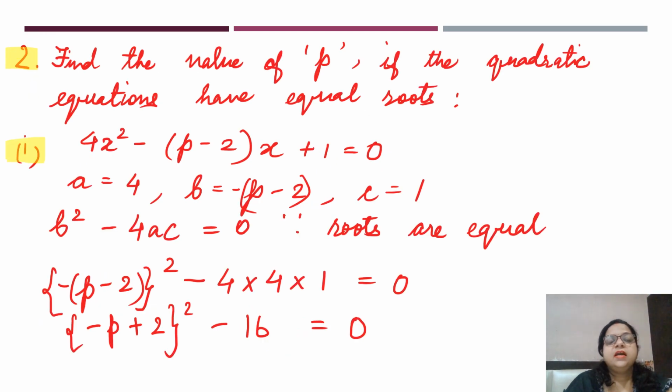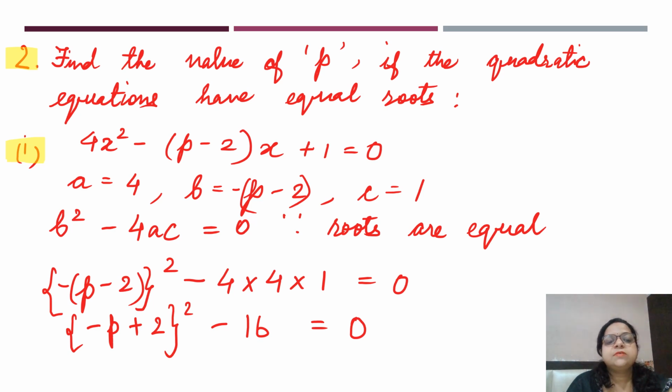Now, children, coming to the second question from Exercise 5D. We have solved the first question. Now we come to the second question. Find the value of p if the quadratic equations have equal roots. There are two parts, that is why it is saying quadratic equations. The first part says 4x square minus (p minus 2) the whole x plus 1 is equal to 0. Then the value of a is equal to 4, b is equal to minus (p minus 2), and c is equal to 1. b square minus 4ac is equal to 0 because the roots are equal.